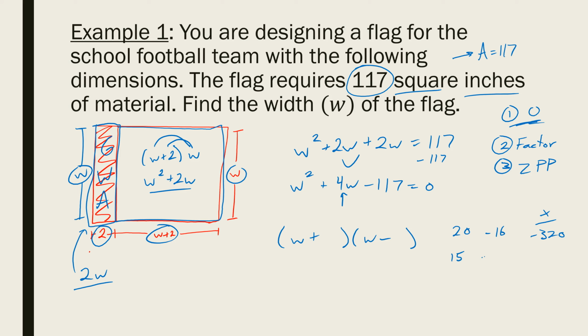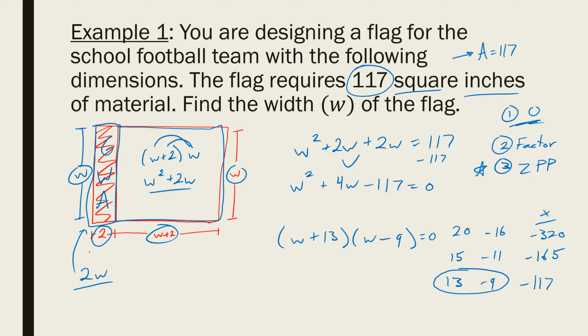How about 15 and negative 11? 15 times negative 11 ends up being negative 165. Still quite a bit too big. Let's try 13 and negative 9. And sure enough, this does multiply to negative 117. So my winning combination is 13 and negative 9. Those add to 4 and multiply to negative 117.